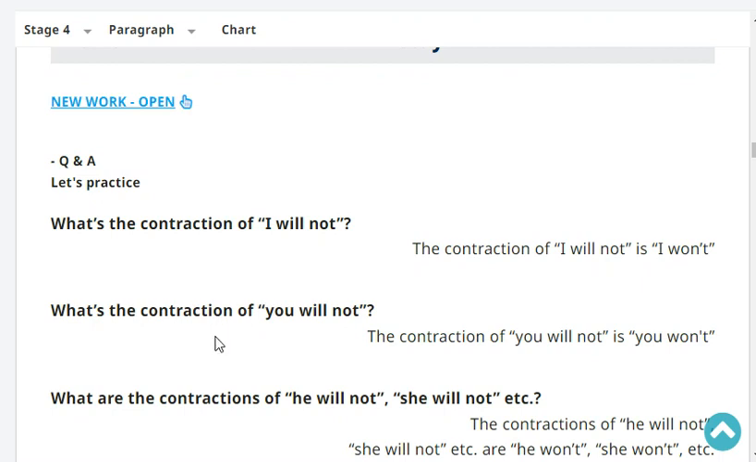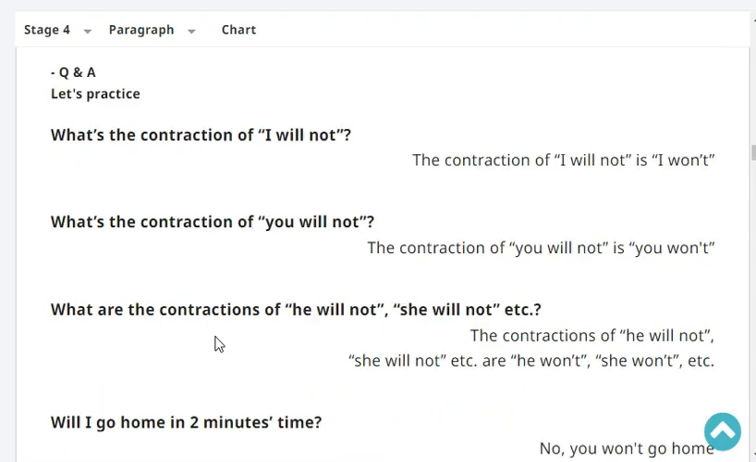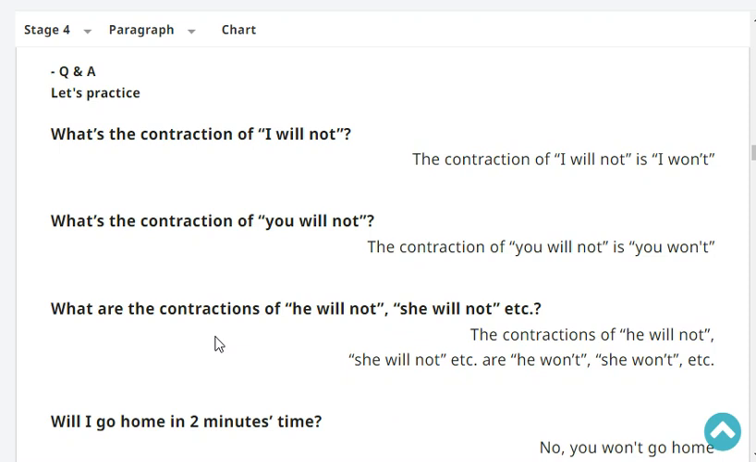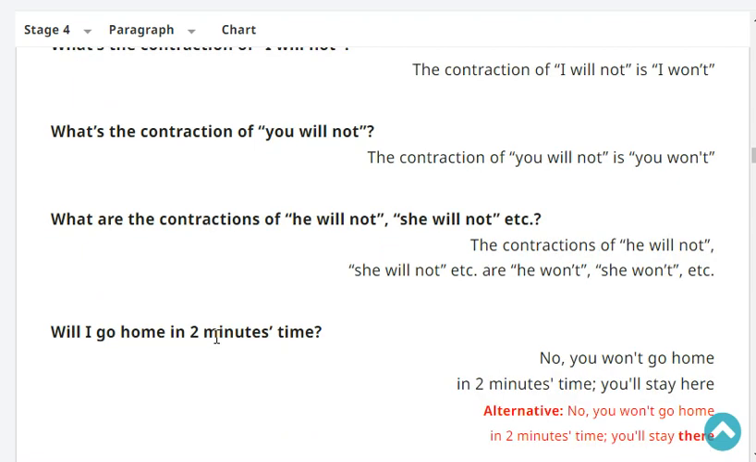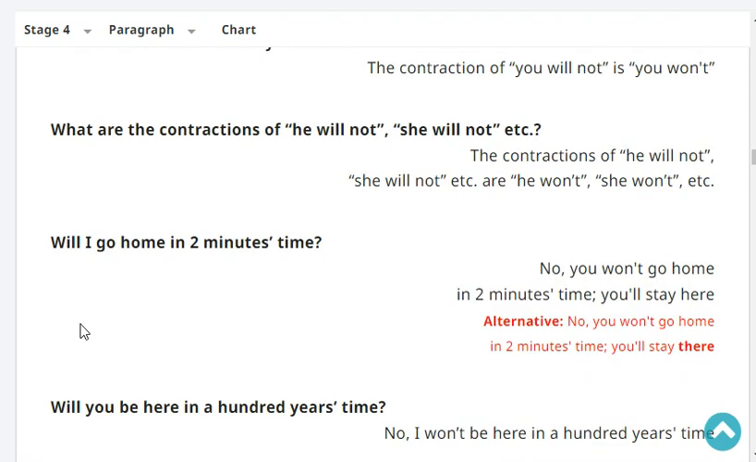Okay, next, what's the contraction of I will not? The contraction of I will not is I won't. What's the contraction of you will not? The contraction of you will not is you won't. What are the contractions of he will not, she will not, etc.? The contractions are he won't, she won't, etc.